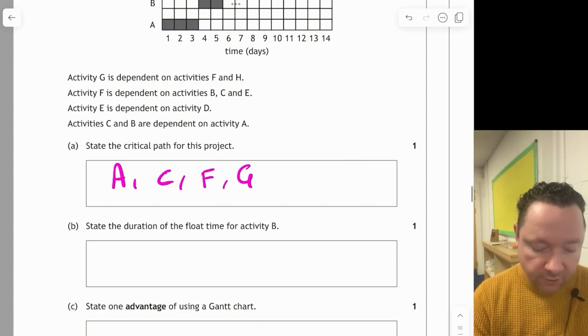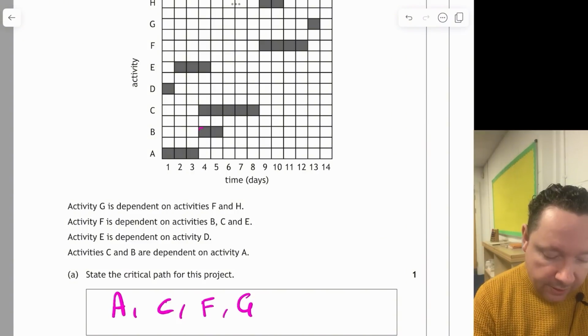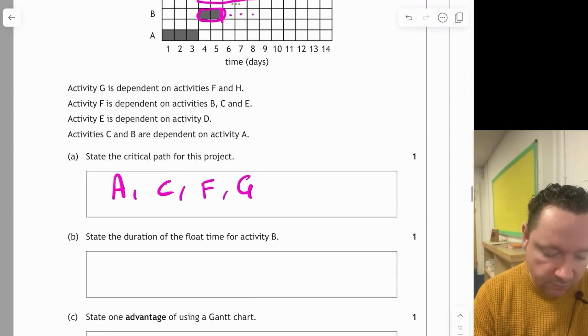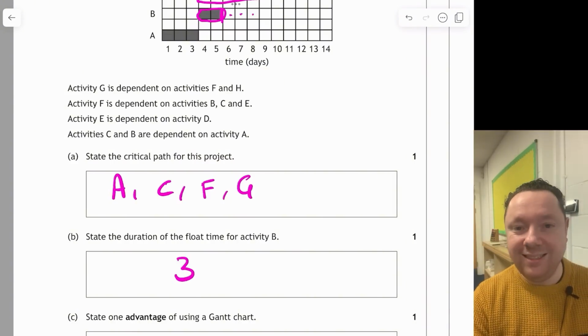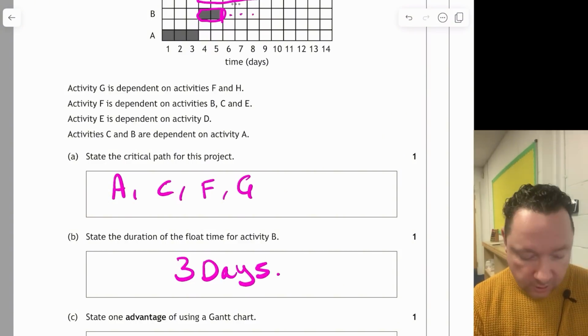Part B, state the duration of the float time for activity B. So let's look at activity B. B and C are happening simultaneously. So there's 2 days done. So I've got 1, 2, 3 days left over before C finishes. So the float time is 3 days, because the units are days. Make sure you put your correct units in.